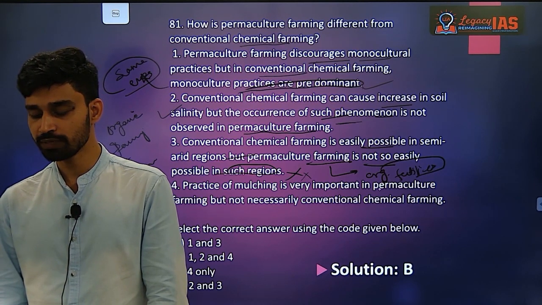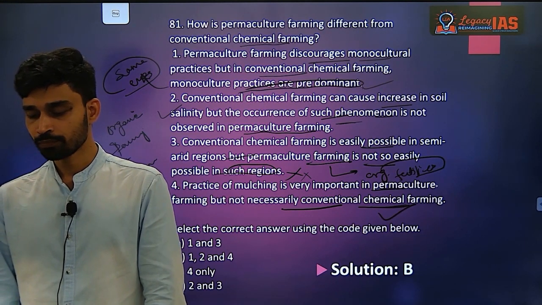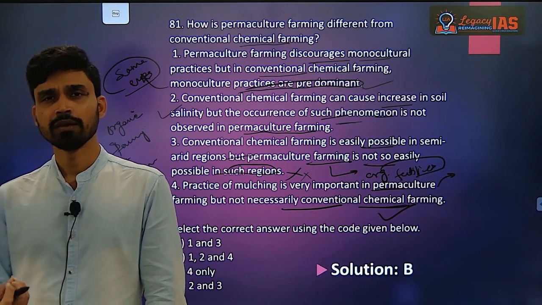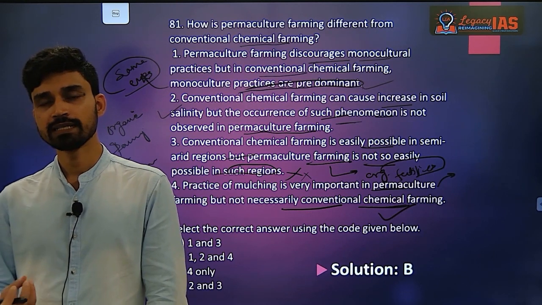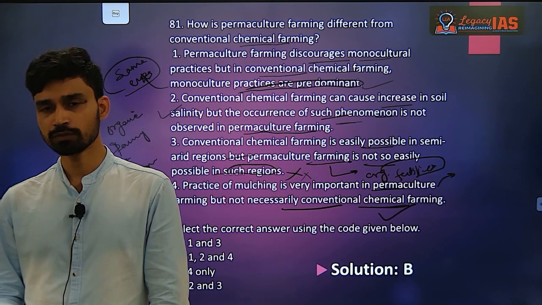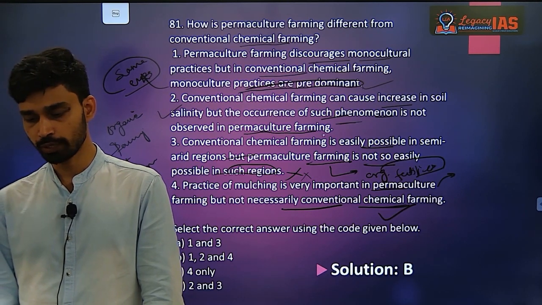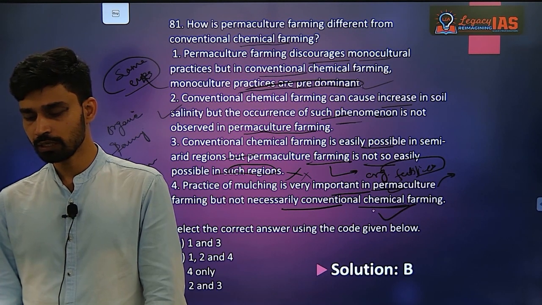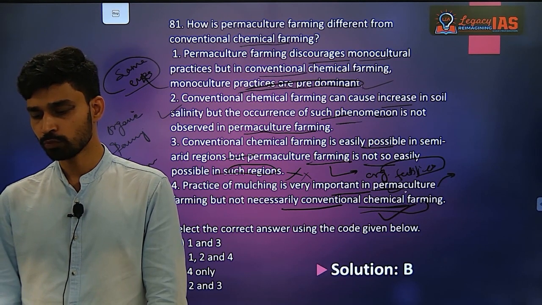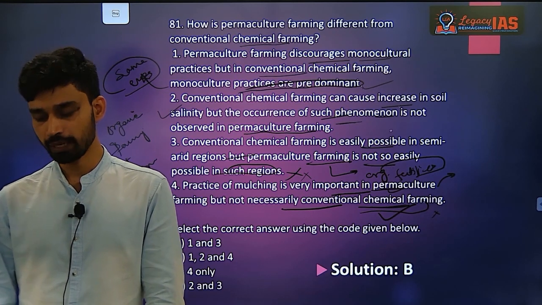Fourth is, the practice of mulching is very important in permaculture, but not necessary in conventional chemical farming. This is again a correct statement, because permaculture, as I told you, basically focuses on organic farming, and in organic farming mulching means the remnants of the crop after it has been harvested are left behind in the field, and these remaining parts of the crops can be utilized again for increasing the organic content in the soil. So, this is a very important part in permaculture, but in the conventional method of farming, farmers generally depend on artificial or synthetic fertilizers. So, mulching does not play a very important role there. The correct option obviously here will be B, that is 1, 2 and 4 are correct.